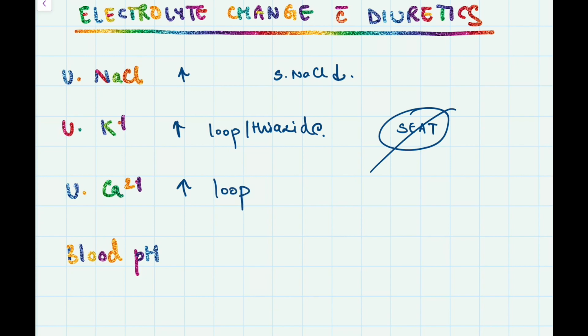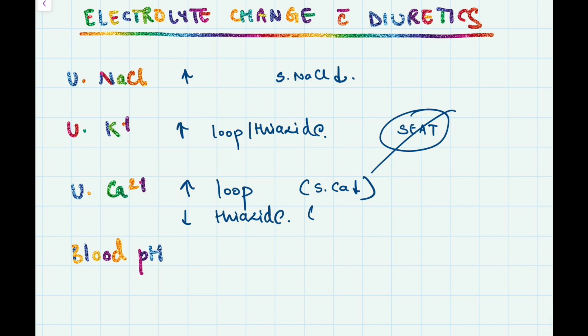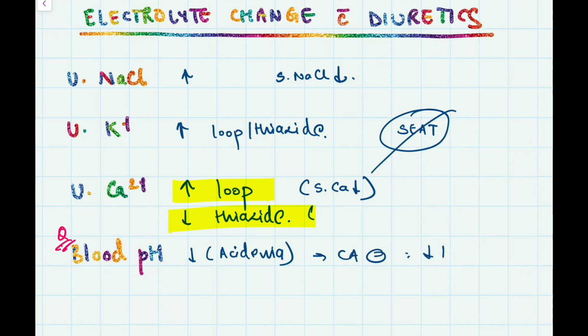And there is a decreased paracellular reabsorption, which leads to a decrease in serum calcium or hypocalcemia, while the urine calcium decreases with the thiazide diuretics, right, because it increases the calcium absorption. So this is a very important point, and it is a difference between the loop and the thiazide diuretics. Talking about blood pH, which is very important, blood pH decreases or there is acidemia with carbonic anhydrase inhibitors, because why? It decreases the bicarbonate reabsorption.